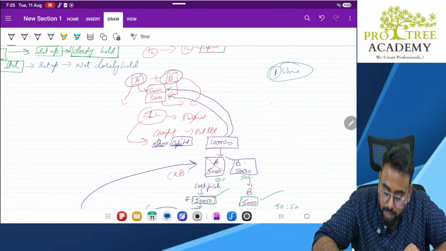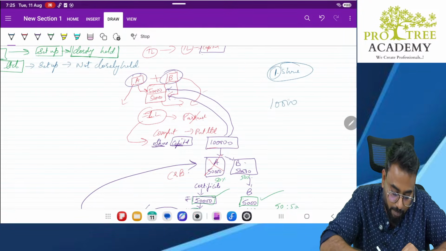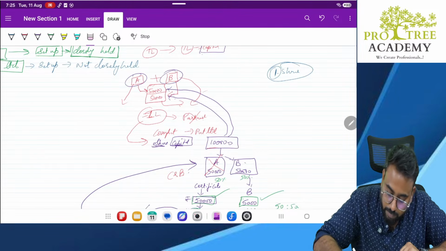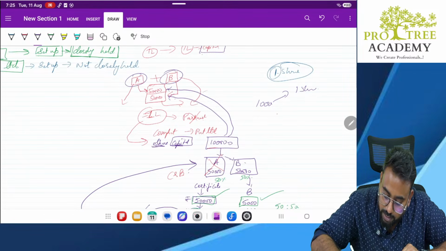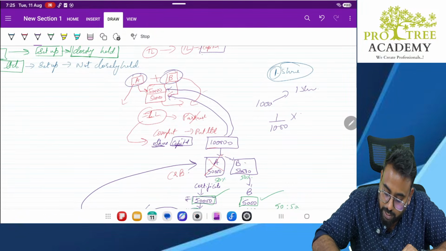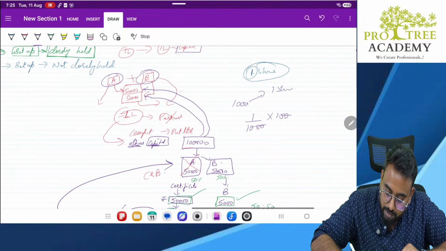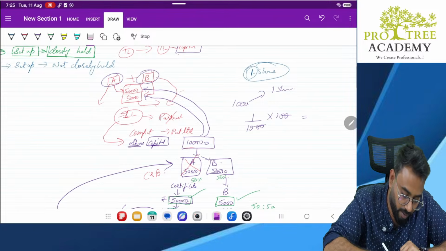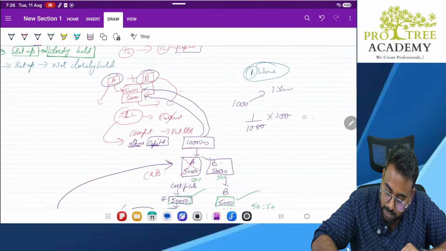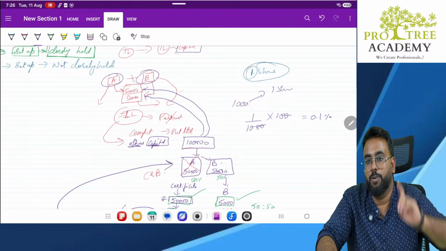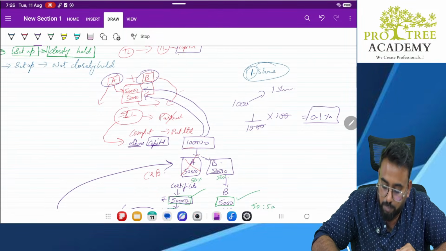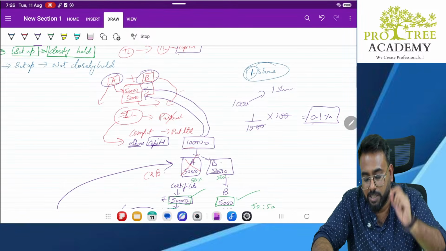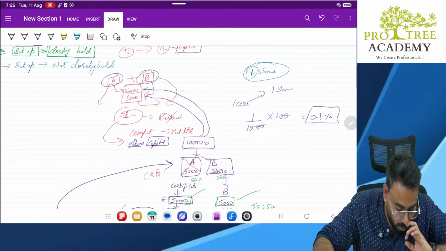Say for example, if a company has 1000 shares and you are having one share, then you are also an owner. Owner of how much, sir? Owner of 1 divided by 1000 into 100, so that will be 1/10. In other words, we can write it as 0.1%. So you are owner by 0.1%. Clear? So even if you hold one single share, you are an owner. Yes, understanding? Okay, done. Next.